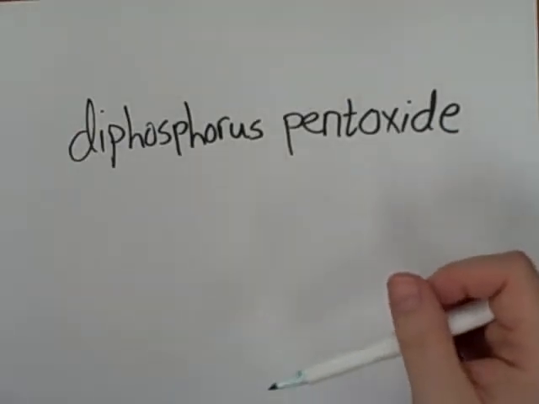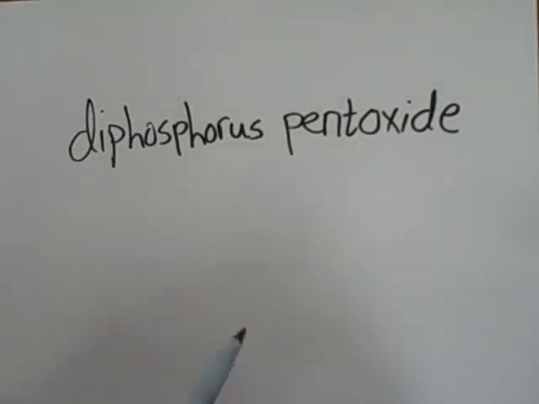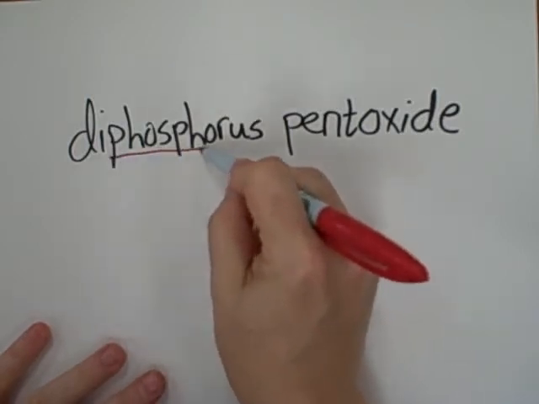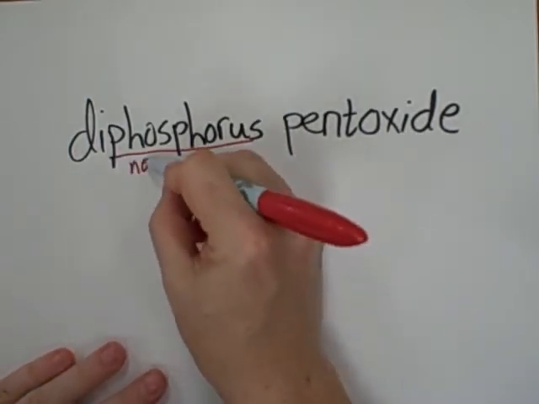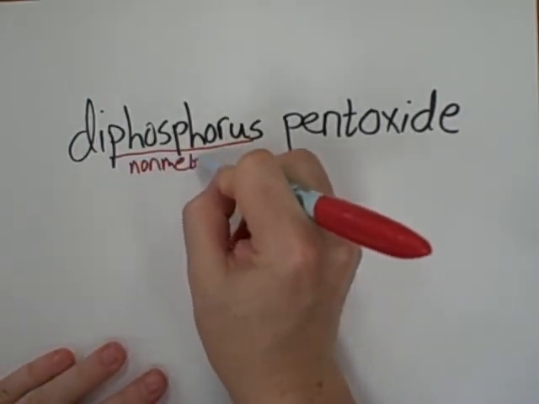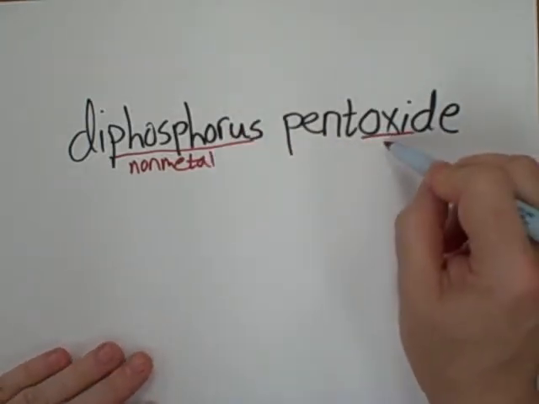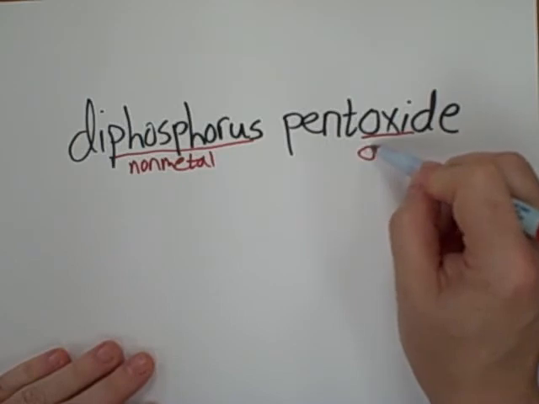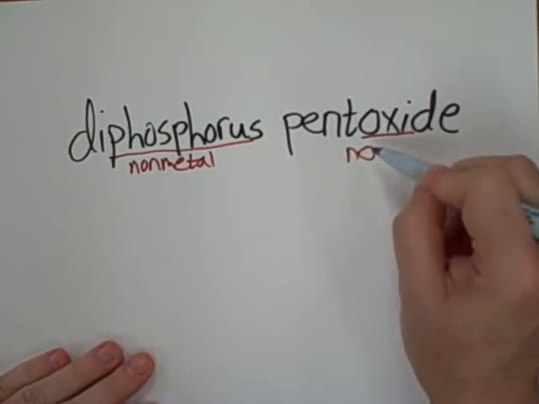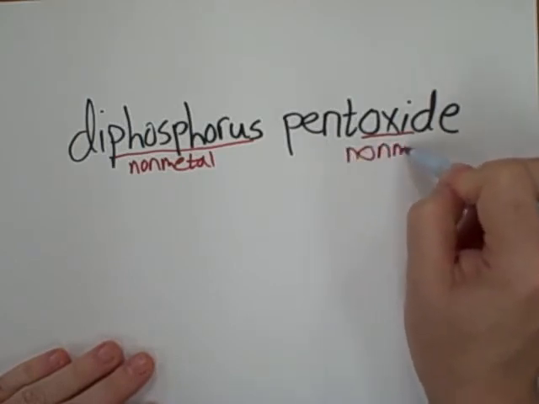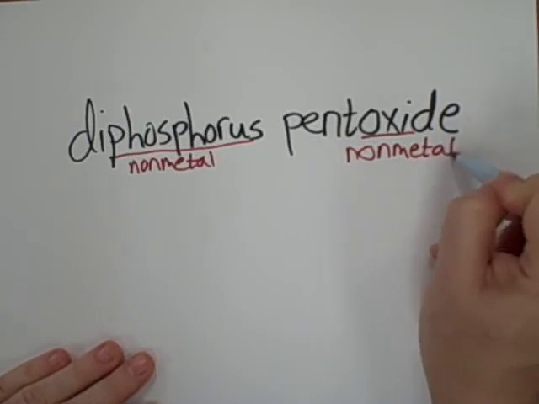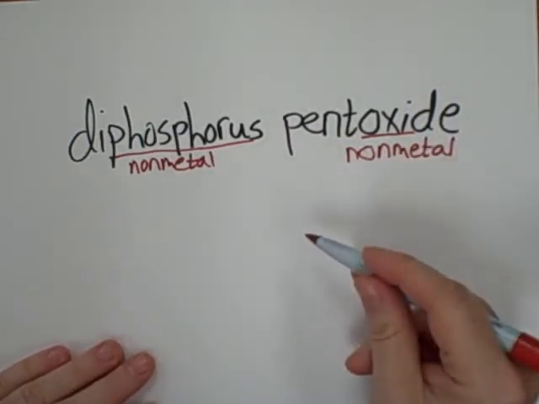Our next one is diphosphorus pentoxide. Diphosphorus, phosphorus. It is a nonmetal, and oxide is the oxygen stem, so oxygen is a nonmetal. So we have two nonmetals, so we have a covalent compound.